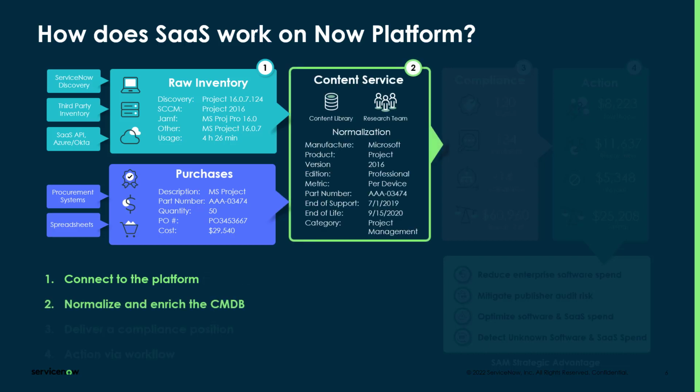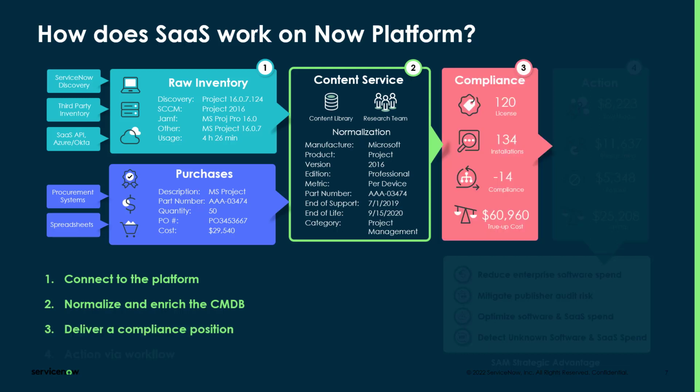Once the raw inventory data from the SaaS application as well as your purchase data is imported into the system, our content service will normalize that into a naming convention and data model that can then be consumed by the product to create a license compliance position. This will tell you if you are over or under licensed, but we don't stop there.